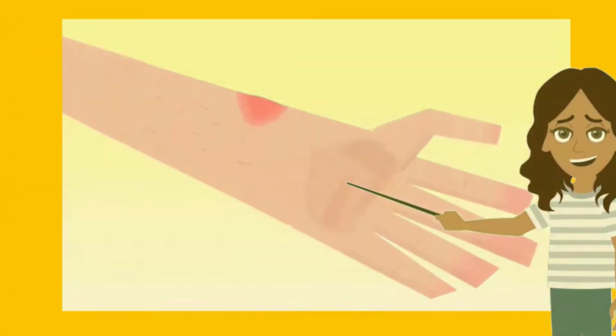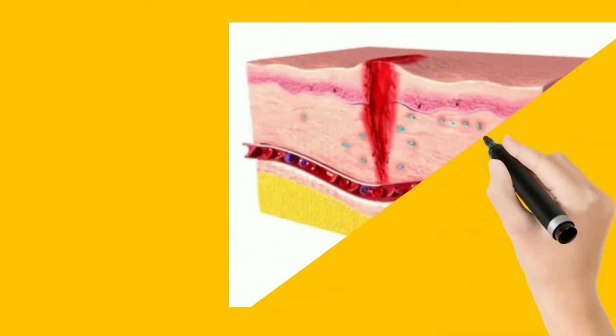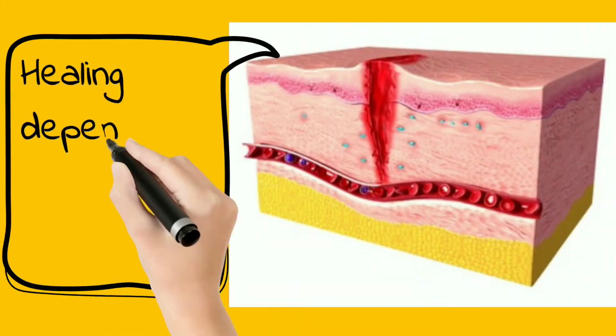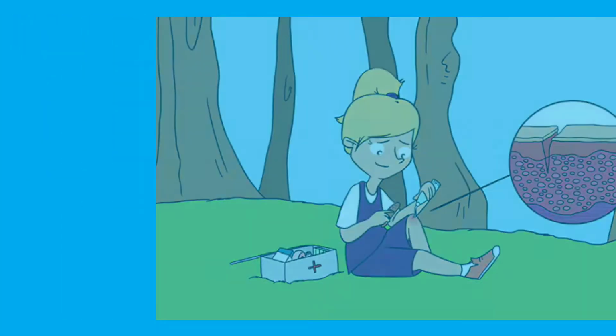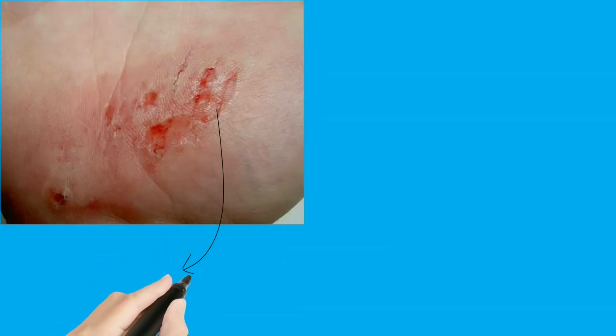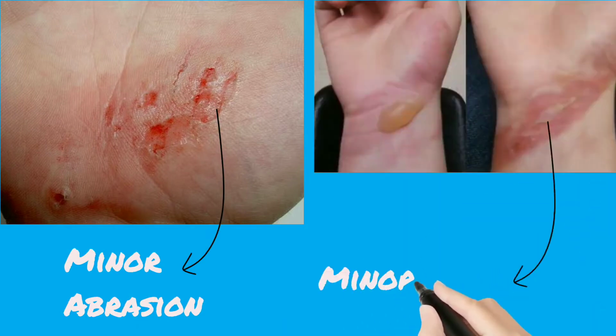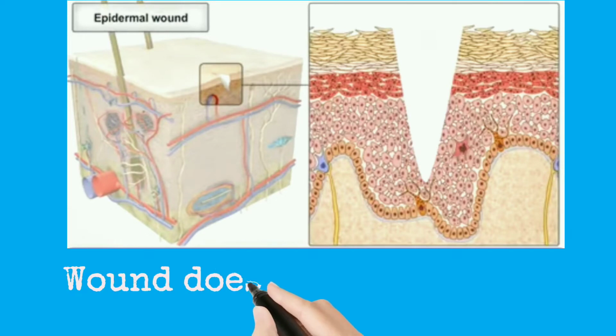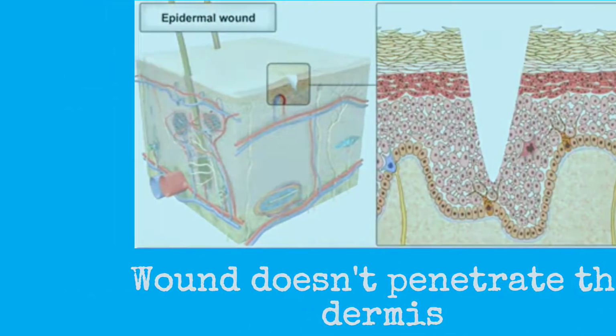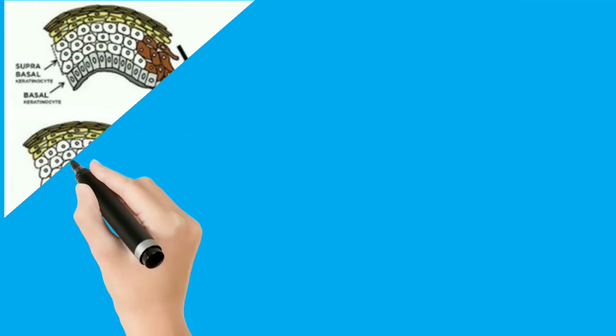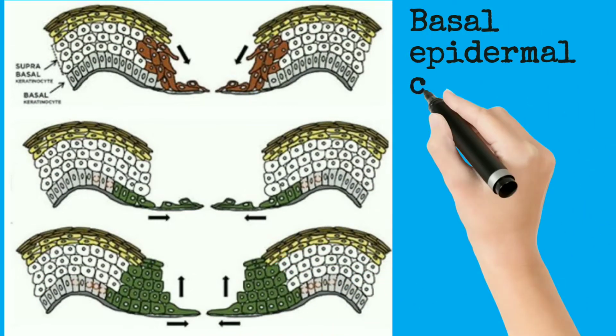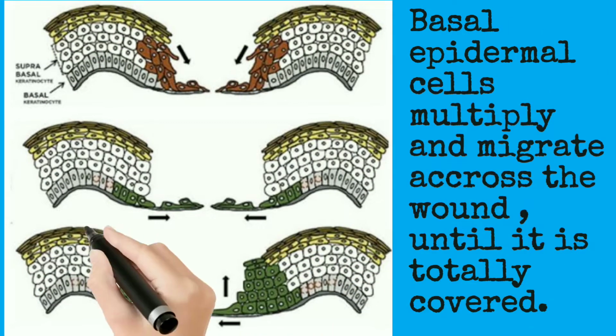When the skin is damaged, the type of healing process depends on the depth of the injury. An epidermal wound, such as a minor abrasion or burn, which does not penetrate the dermis, heals by a simple process in which the surrounding basal epidermal cells multiply and migrate across the wound until it is totally covered.